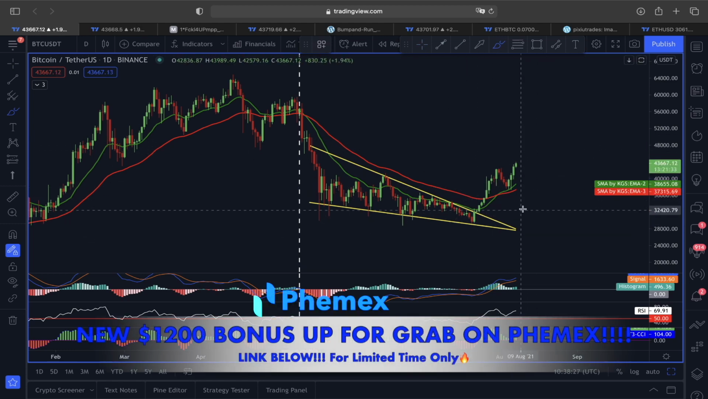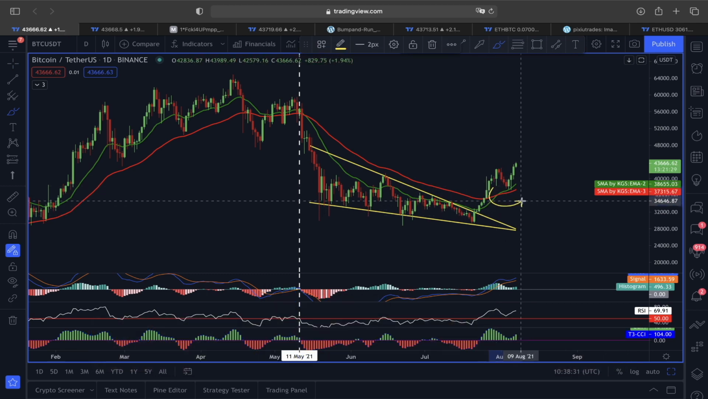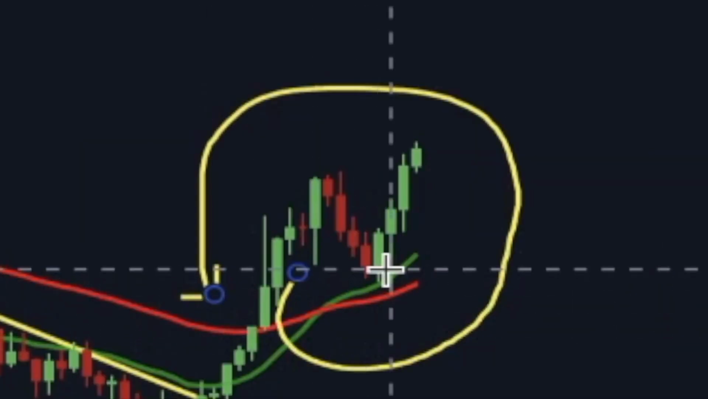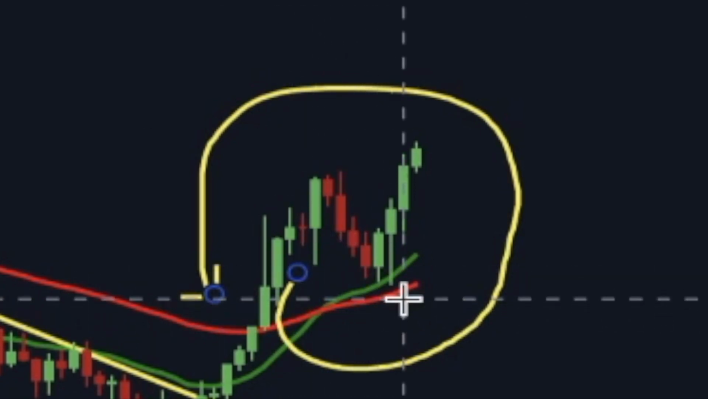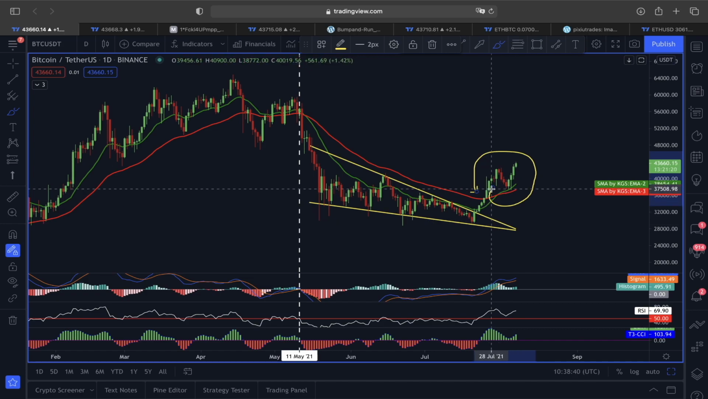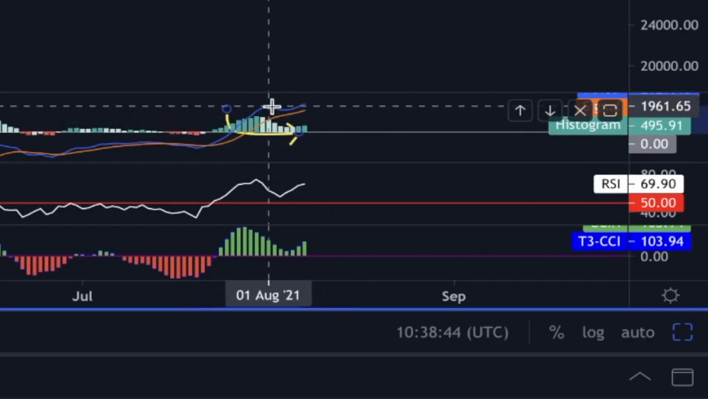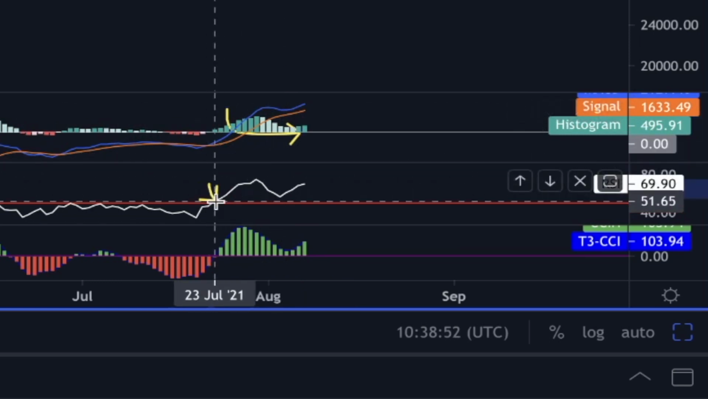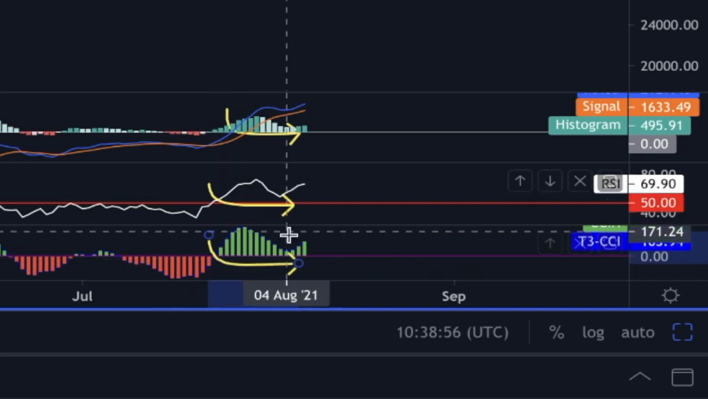Bitcoin, because in the past Bitcoin price action, whenever we have seen this moving averages crossover happening, this green line, which is the 20 exponential moving average, crossing above this 50 exponential moving average, and at the same time when we have seen this MACD line in a positive territory and also forming this bullish MACD cross, RSI line over 50 level, and also at the same time the T3 CCI in a positive territory.